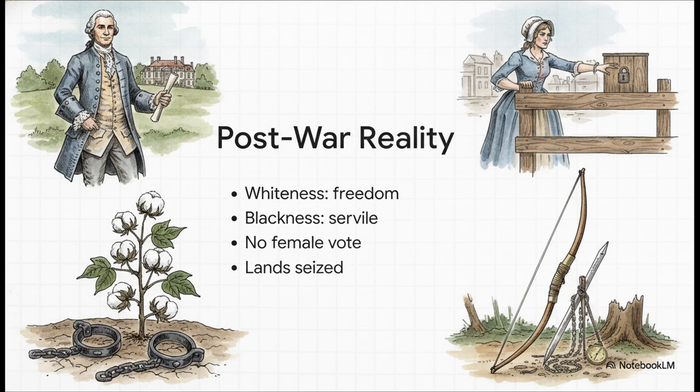Despite the soaring claim in the Declaration of Independence that all men are created equal, the evidence of the new republic paints a completely different picture. The revolution largely reinforced a racial identity where whiteness denoted freedom and power, while blackness was tragically cemented to servile status. Furthermore, despite their absolutely incredible wartime contributions, women remained completely without political rights. And Native American lands? They were continuously and violently seized. Full citizenship in this new republic was essentially restricted to free, white, property-holding males.